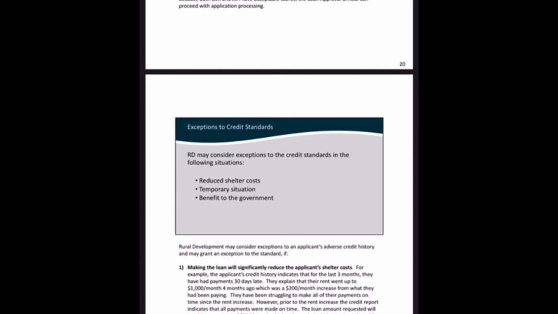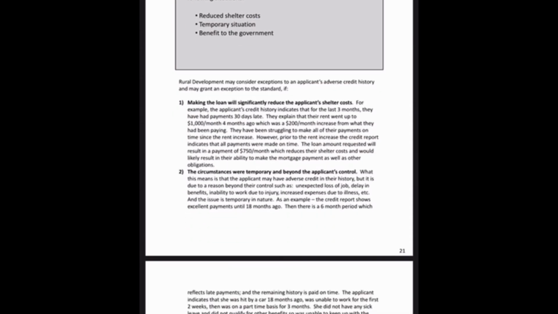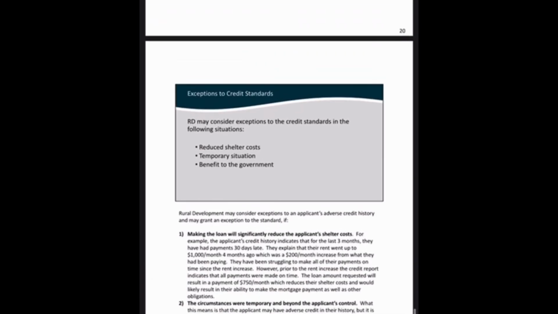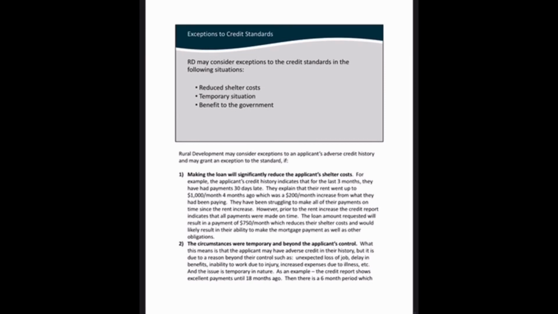They also have, if it's a benefit to the government. So, like if the applicant may be delinquent on a federal debt, and by making the loan, the housing expenses will be reduced, allowing the applicant to take actions on the debt, which will benefit the government. So, they can make exceptions to your credit standards.